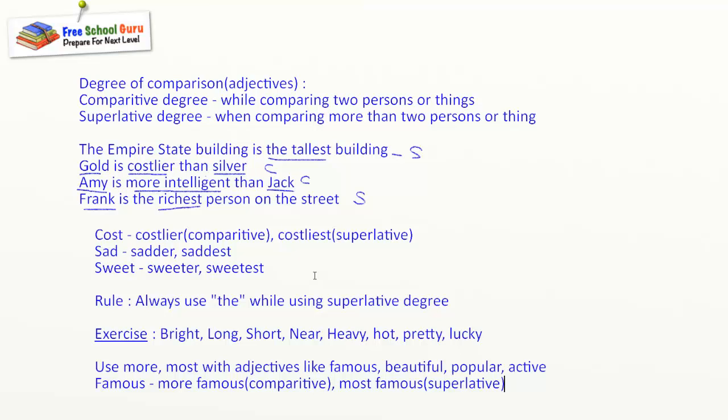Okay, so hope I was able to explain you the degrees of comparison for adjectives in detail today. Try to do these exercise words that I've provided you, and if you have any questions or issues or concerns, please drop a comment or email me and I'll be more than happy to help you. Okay, so that's all for now. Take care and good luck.